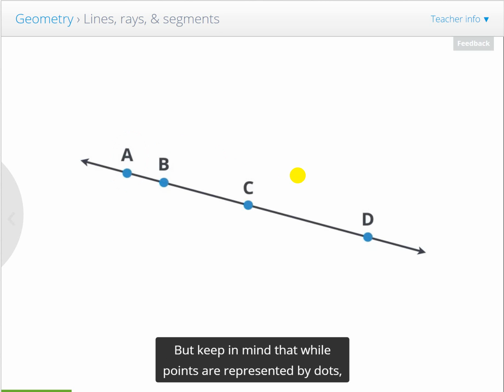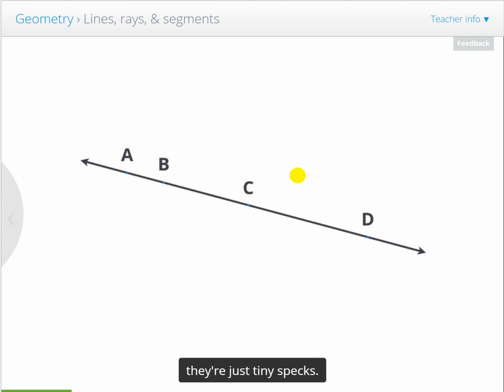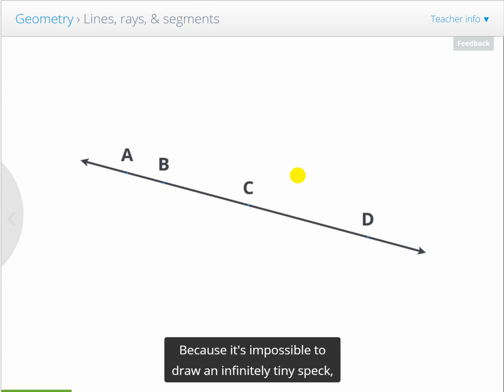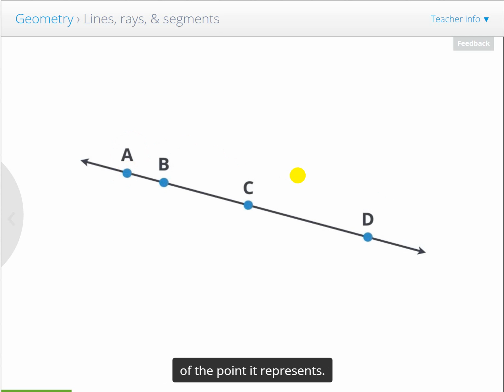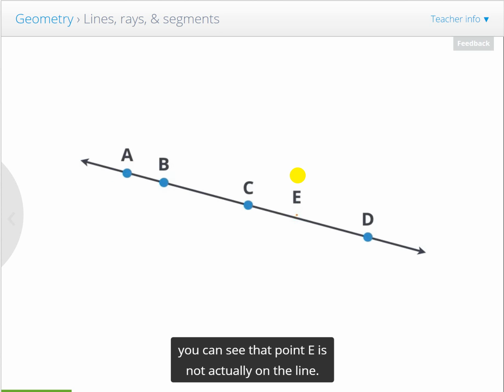But keep in mind that while points are represented by dots, points are actually infinitely small. They don't really have any size, they're just tiny specks. Because it's impossible to draw an infinitely tiny speck, we use a dot that's centered at the exact location of the point it represents. So for example, while this orange dot representing point E touches the line, you can see that point E is not actually on the line.